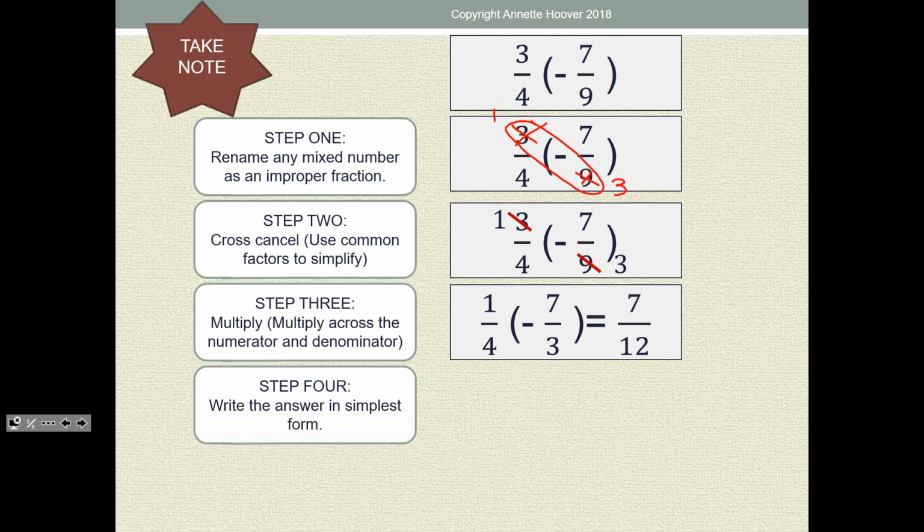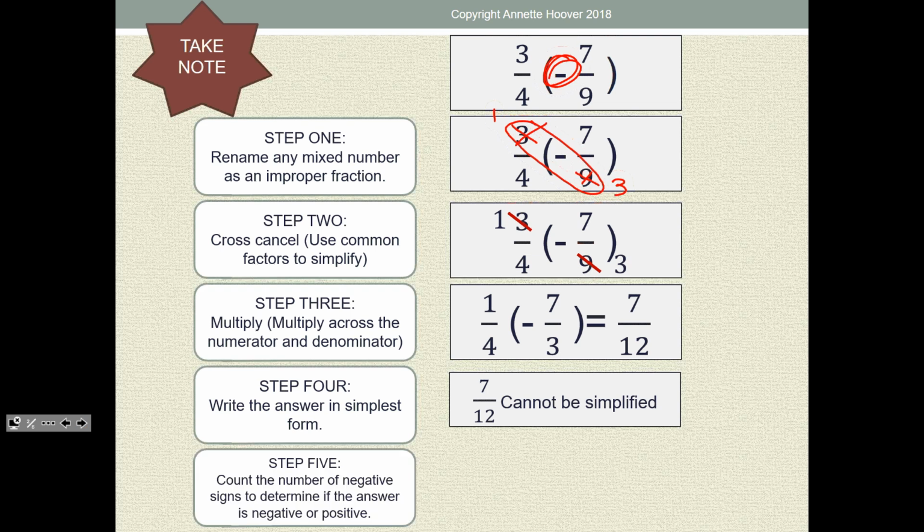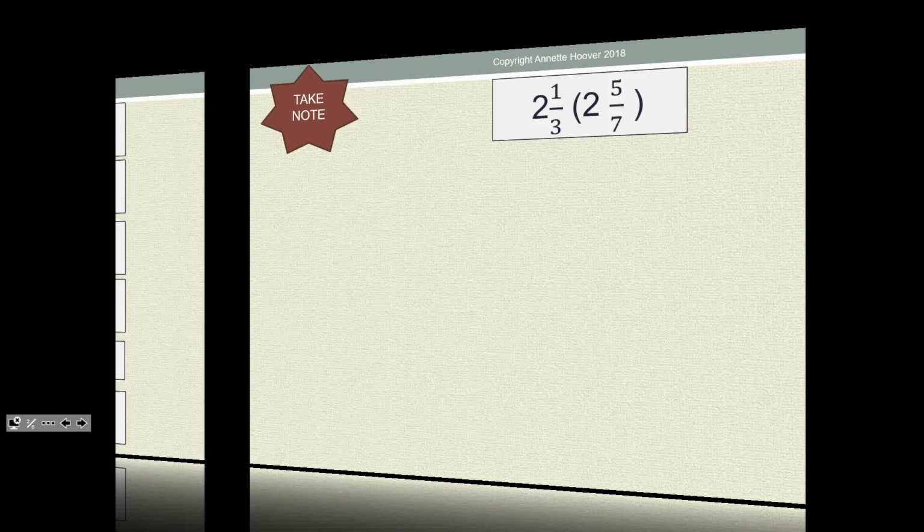Next we look to simplify it, and 7/12 is already the simplest form, but then we have to look back at how many negatives that we have. In the original problem, we had one negative. When we multiply with one negative, our final answer is negative. So it's a negative 7/12.